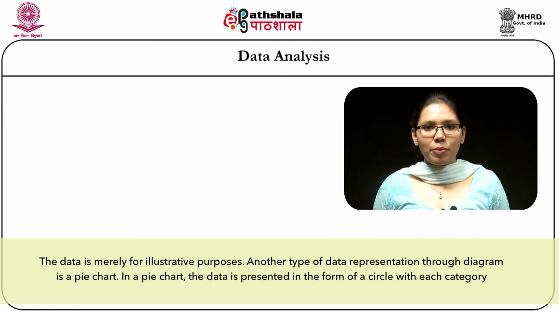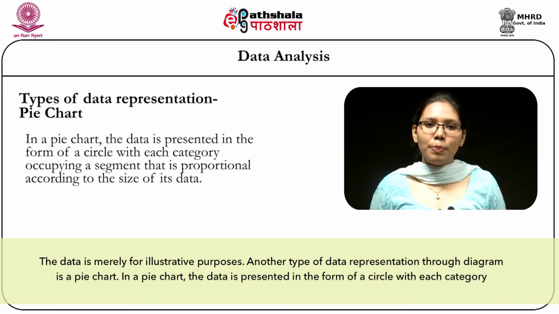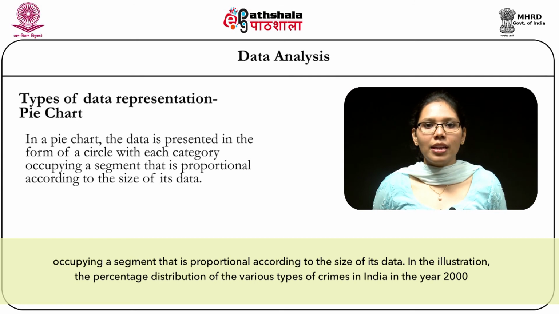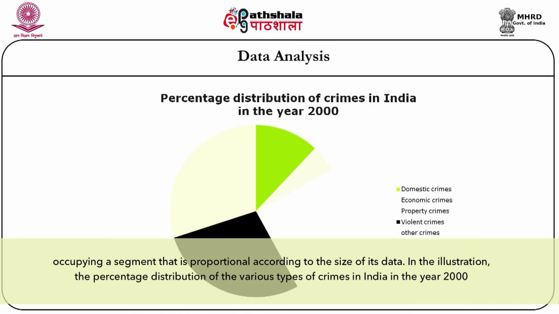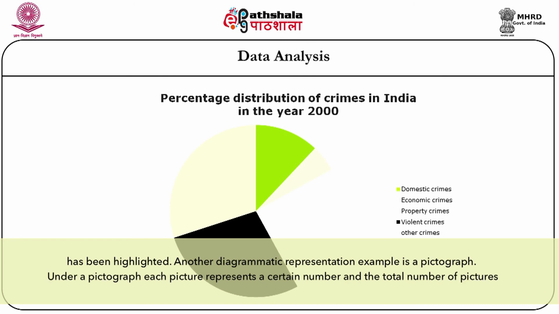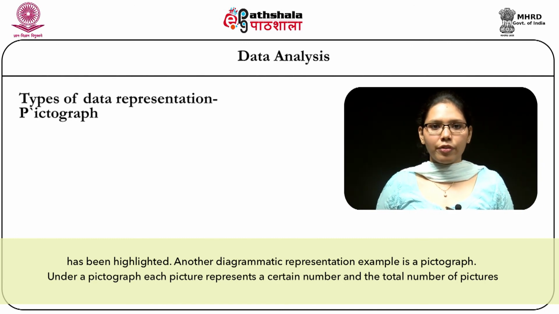Another type of data representation through diagram is a pie chart. In a pie chart, the data is presented in the form of a circle, with each category occupying a segment that is proportional according to the size of its data. In the illustration, the percentage distribution of the various types of crimes in India in the year 2000 has been highlighted.